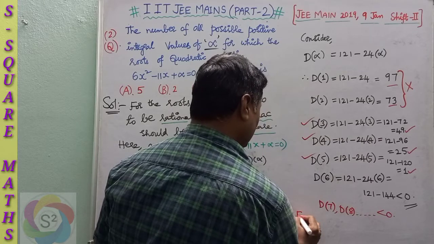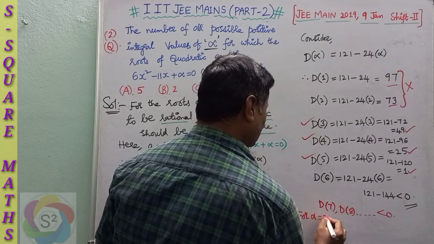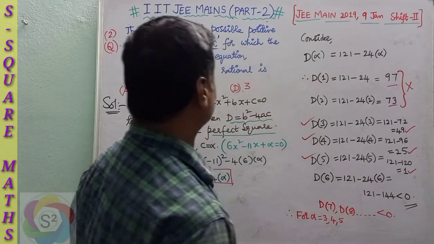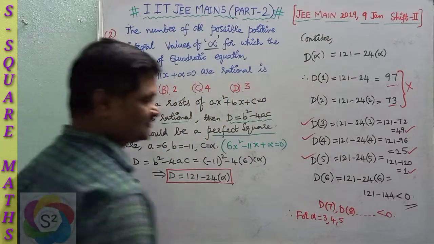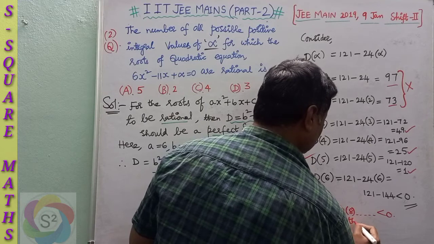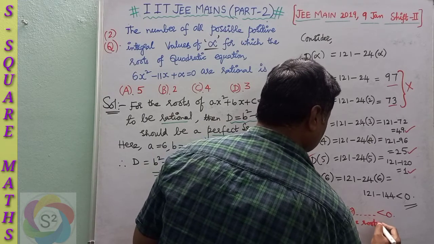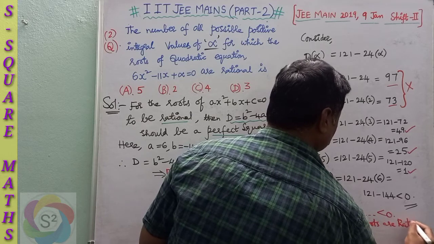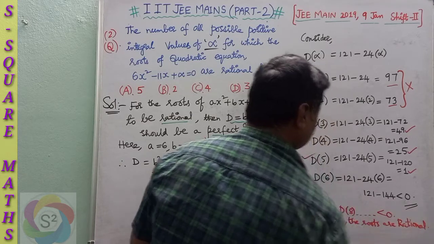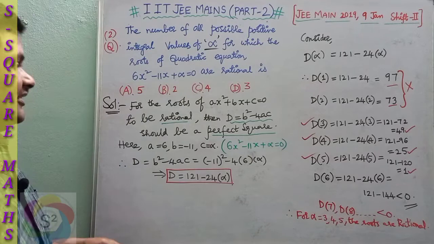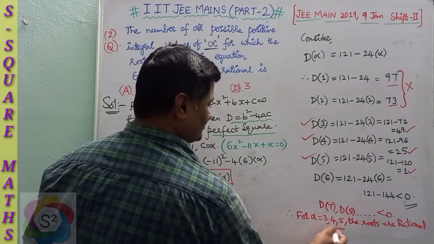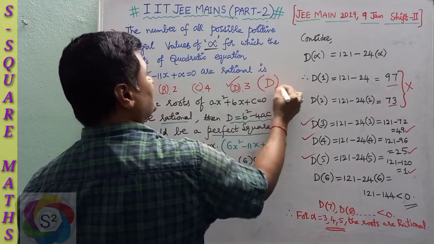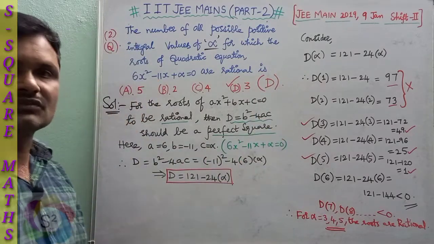Therefore, for alpha equal to 3, 4, 5, the roots are rational. For how many values? 3 values. So nothing but 3. So this is nothing but our option D.